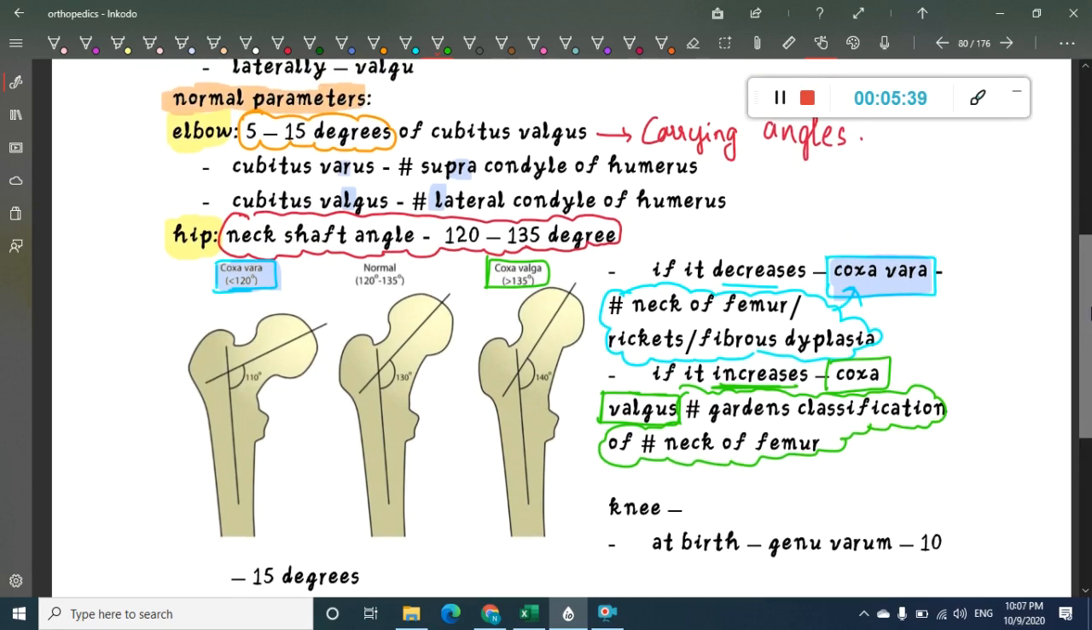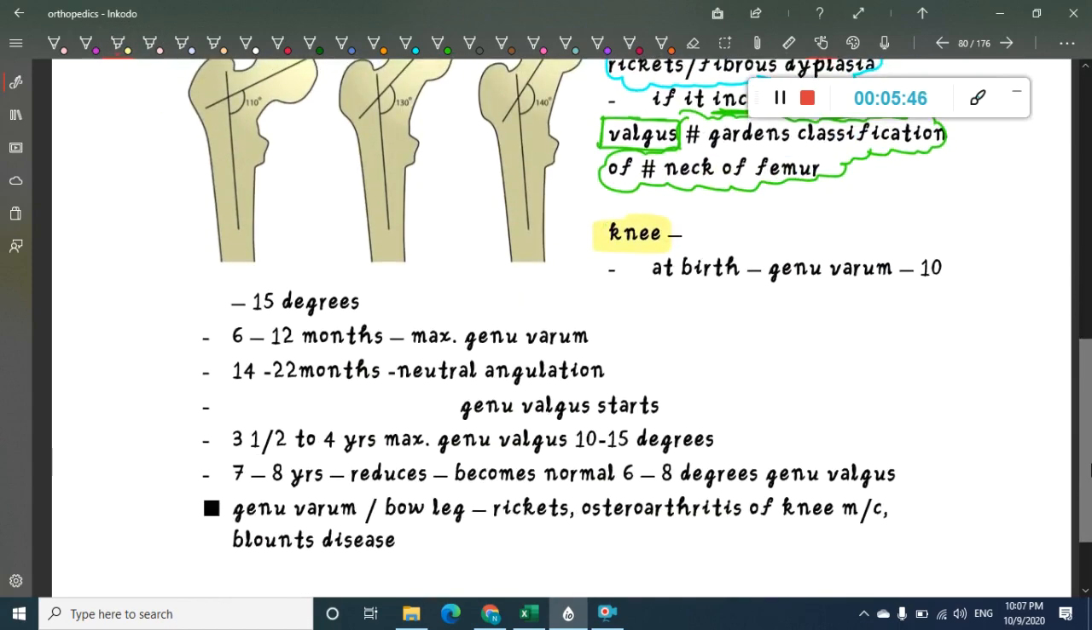Okay, so this is about the hip joint. Then if you see the knee joint, it is very important. In the knee joint, at birth we have genu varum, that is around 10 to 15 degrees. At birth everyone will have genu varum at 10 to 15 degrees. By the time the baby reaches 6 to 12 months, there will be maximum genu varum. From 14 to 22 months, there will be neutral angulation and genu valgum starts.